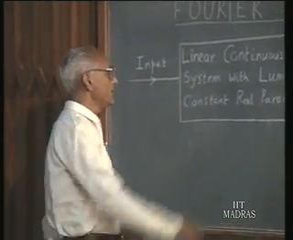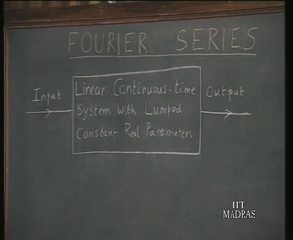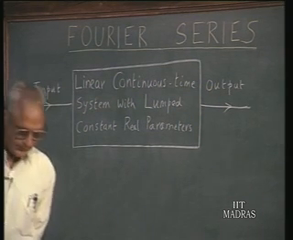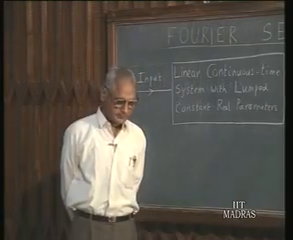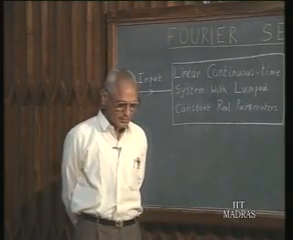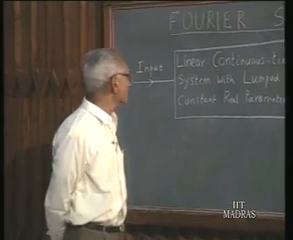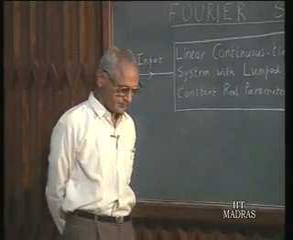So if you have a linear continuous time system with lumped constant and real parameters, it can be symbolically represented as a box like this with an input and output terminals coming out. Now we also observed that a characteristic signal for such systems is the exponential function.